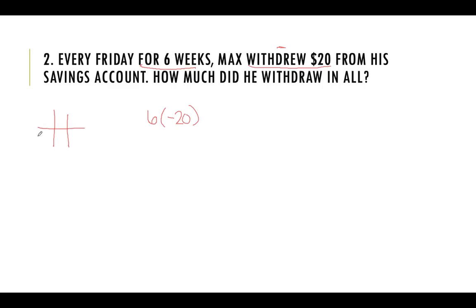Again, if you need or want to, I highly recommend that you draw the tic-tac-toe board to help you remember the rules. In this problem, if you look, we have a positive times a negative. So we have this situation right here. A positive times a negative is going to be a negative answer. Well, 6 times 2 is 12, which means 6 times 20 is 120. So Max withdrew $120, or we have negative $120 to his account.